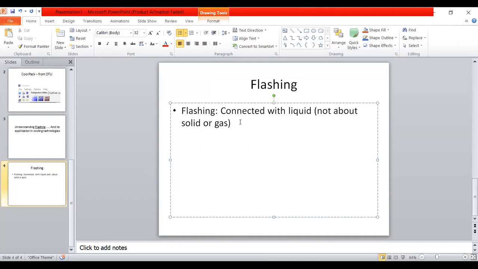So in flashing, liquid turns fully or partially into gas. So this is the story, okay?